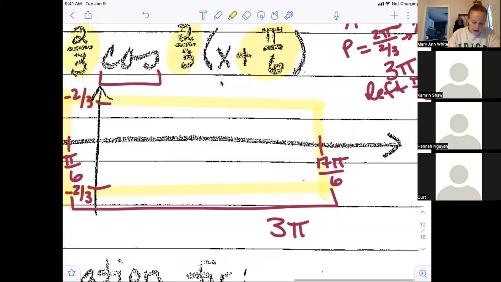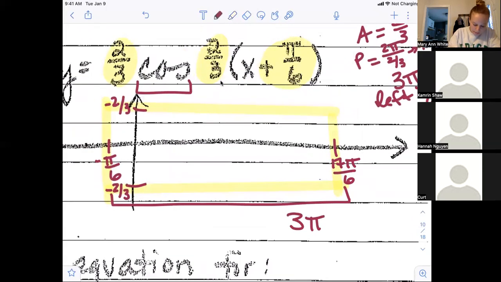Now I'm looking for my halfway point. Half of 3 pi is 3 pi over 2. So if I had ended at a normal 3 pi instead of at 17 pi over 6, my middle point would be 3 pi over 2. But I'm not ending there. I have to go left pi over 6 from there. 3 pi over 2 minus pi over 6.